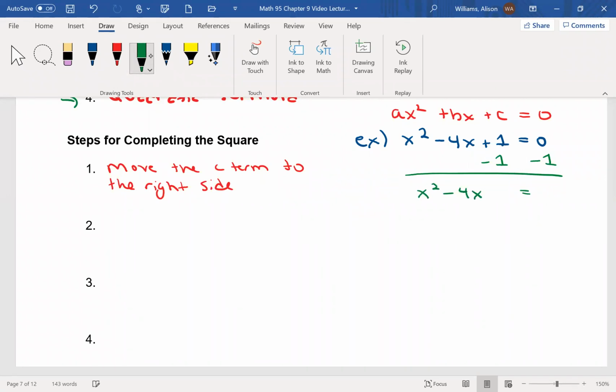And I'm going to leave a blank space there because we're going to fill something in there in the next step. Oh, sorry, not equal to 0, equal to -1. Just kidding. There we go.